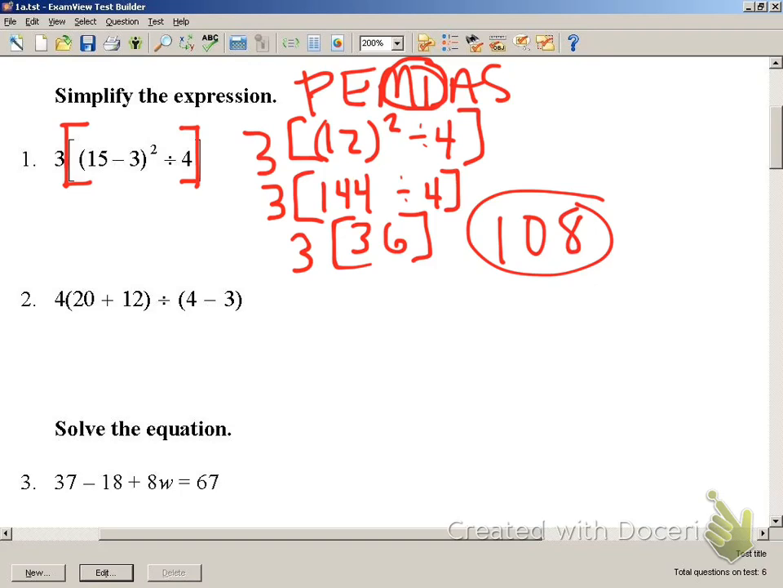Number 2, simplify. Work inside my grouping symbols first. So I have 2 sets. I have one here and here. Since they have no bearing on each other, I can work those at the same time. So I'm going to say 4 times 20 plus 12 divided by 1.